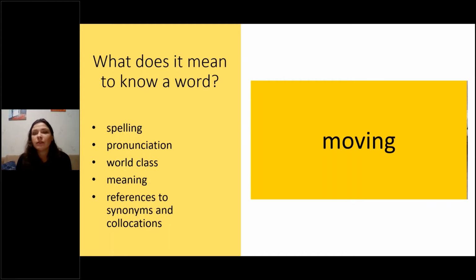Let's look now at this word, moving. What can you say now about this word? What it means, maybe moving. From the points on your left, what characteristics, what can you say to me about this word? Part of speech. Yeah.